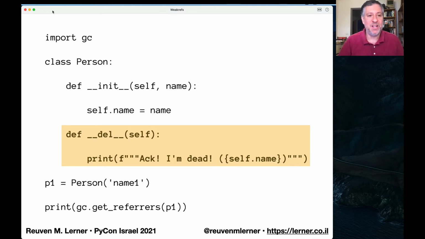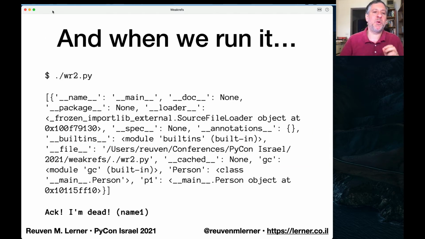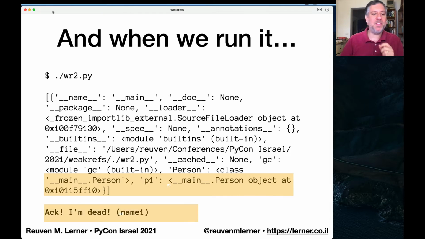So I'm going to add it here, def dunder-del self, and all I'm going to say here is I'm dead with the name, so we can keep track of which object was actually deleted. And then otherwise, I'm just creating P1, and then I'm going to do a get refers on it as well. So watch what happens when I run this program. We get, once again, the globals. Okay, so we've got our list of refers to P1, and the only one referring to it right now is the globals dictionary. Fine. And after that, after we see that P1 is in globals, then this is printed.